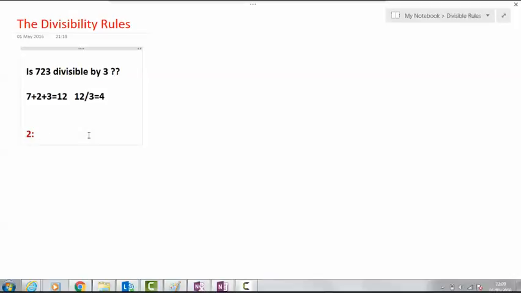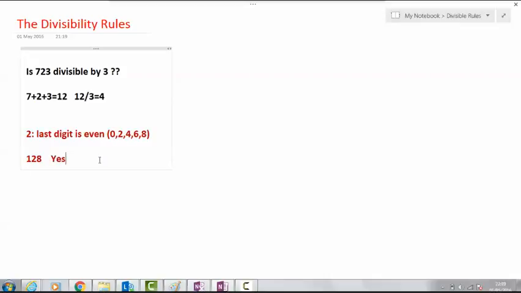Let's go back to the rules of 2. If the last digit of the number is even, which are 0, 2, 4, 6, 8, the number is divisible by 2. Let's have an example. Is 128 divisible by 2? 128 is divisible by 2 because 8 is an even number.